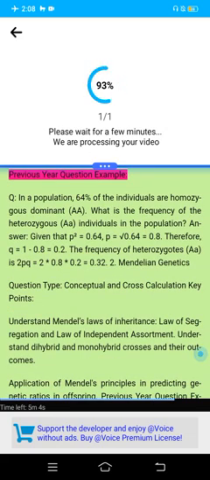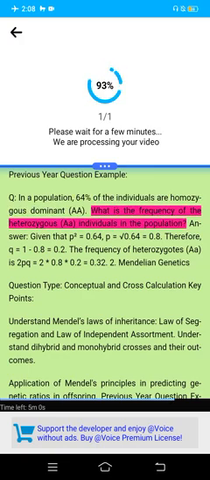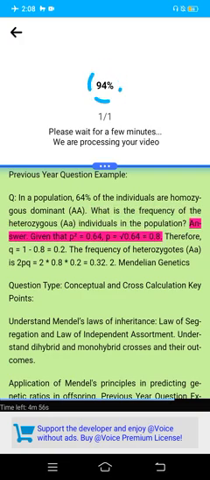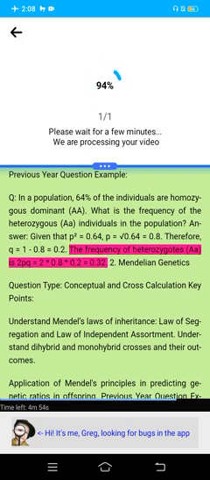Previous year question example. Q. In a population, 64% of the individuals are homozygous dominant AA. What is the frequency of the heterozygous Aa individuals in the population? Answer. Given that p squared equals 0.64, p equals square root of 0.64 equals 0.8. Therefore, q equals 1 minus 0.8 equals 0.2. The frequency of heterozygotes Aa is 2pq equals 2 times 0.8 times 0.2 equals 0.32.